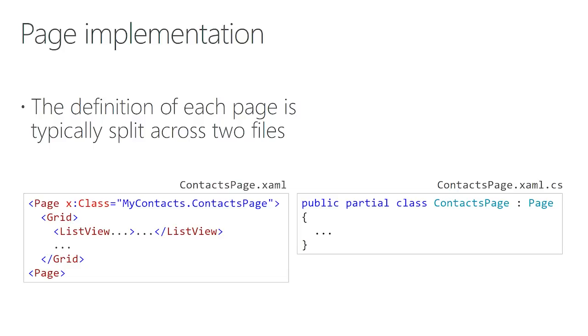And also, I want to talk just a little bit about how we build the pages. The pages are typically built in XAML with our UI, and they're comprised of two files. So we're going to have the XAML file, where we'll do our UI definition, and then we'll have our associated code behind file, where our behavior might go.